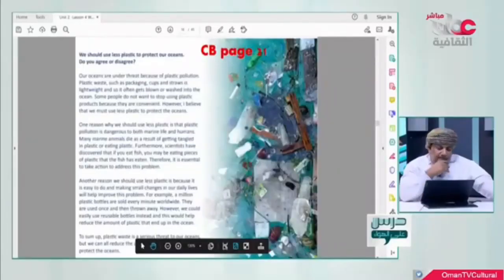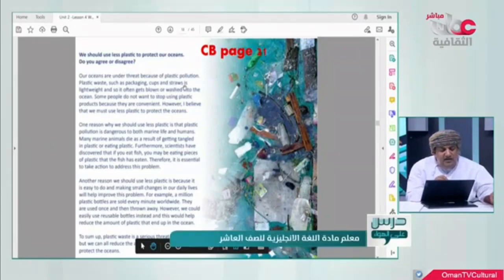Okay, here we have the four paragraphs. Now here we have the first paragraph. Our oceans are under threat because of plastic pollution. Plastic waste such as packaging, cups, and straws is lightweight, and so it often gets blown or washed into the ocean. So this is the topic sentence for the introduction.